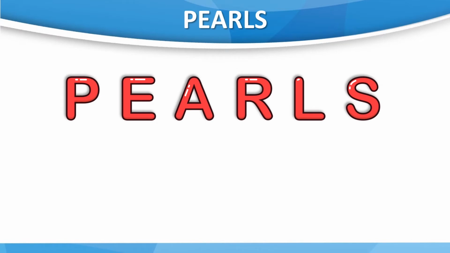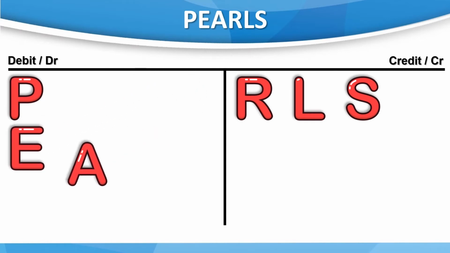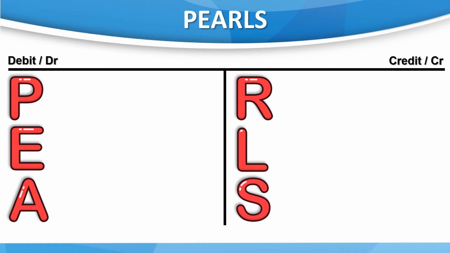To see how this helps, the first thing we need to do is pop this word into a T account, splitting it straight down the middle, putting the first three letters P, E and A into the debit side, and the last three letters R, L and S into the credit side. So first, let's look at how this helps us remember the entries that will be made on the debit side of a general ledger account.